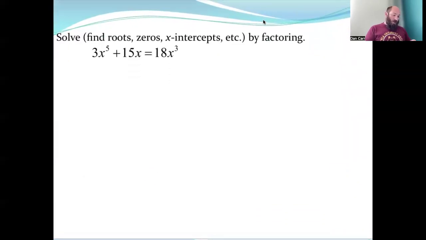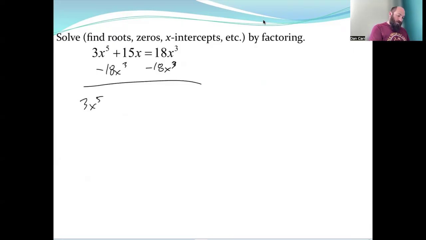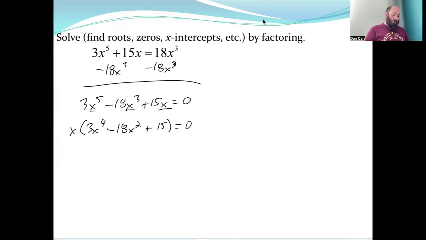This one is a little bit different of a case here. First thing is, just like with all our factoring back in quadratics, make it equal to 0. So I'm going to subtract 18x cubed over. So that's going to be 3x to the 5th minus 18x cubed plus 15x equals 0. Look for a GCF. In this case, it's x. Since I have x in everything, I can pull that out. I mean, x times 3x to the 4th minus 18x squared plus 15 is equal to 0.